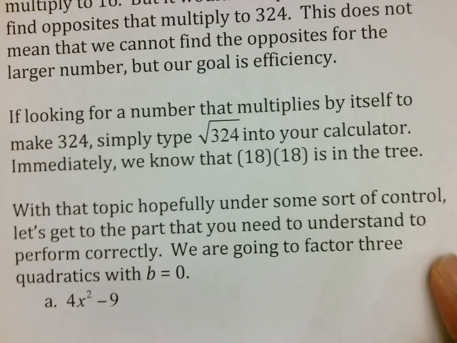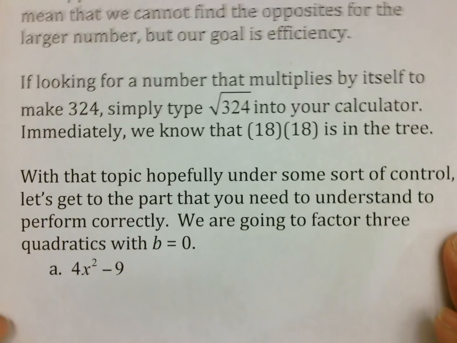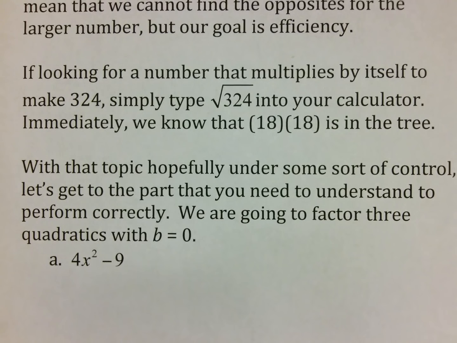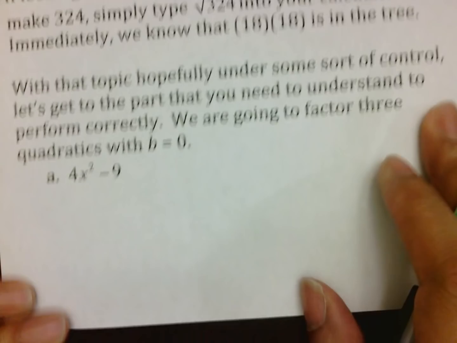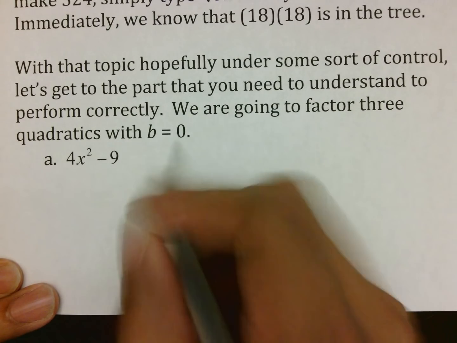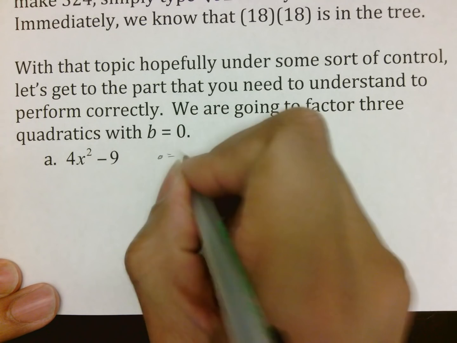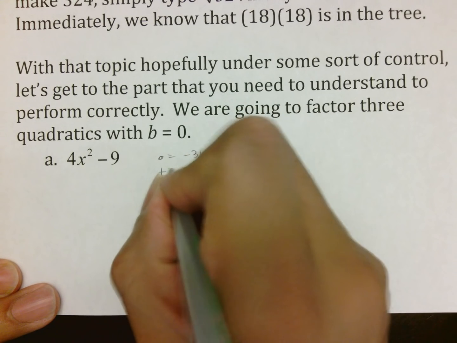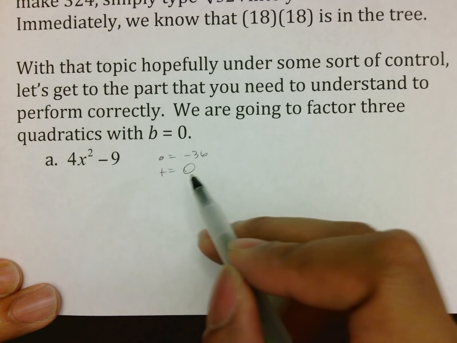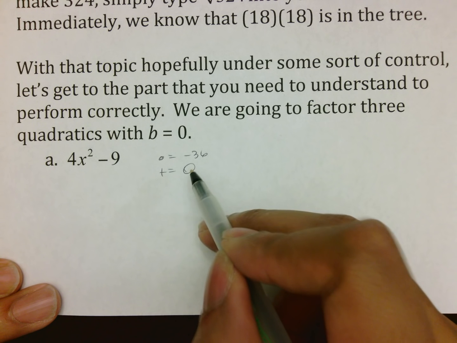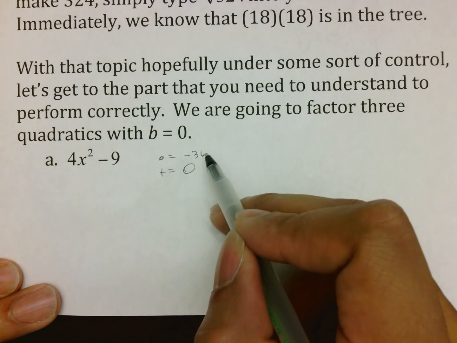With that topic hopefully under some sort of control, let's look at what you need to actually understand to perform it correctly. So we're going to factor some quadratics with b equal to 0, actually going through the whole thing with the process that you learned. In this case, we are looking for numbers that multiply to be -36 and add to be 0. Because it adds to be 0, it means the numbers should be opposites, which means we're looking for the same number that multiplies by itself to be 36.